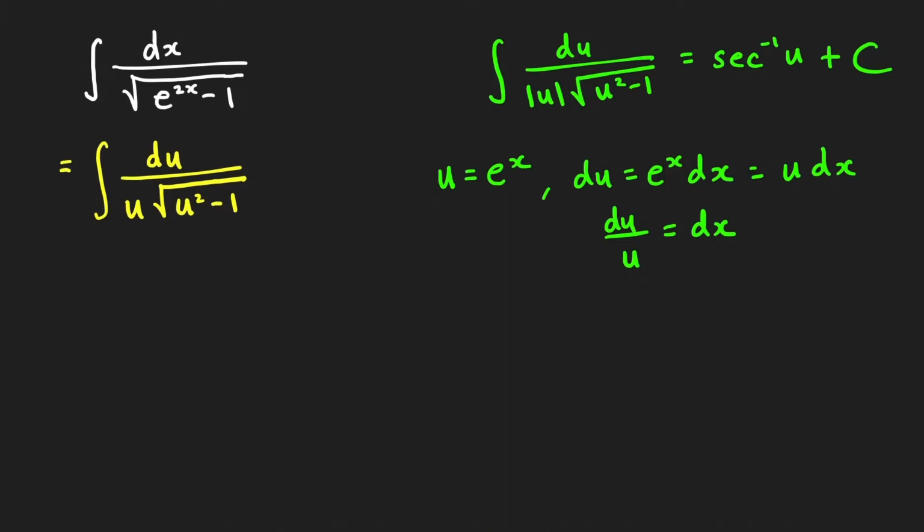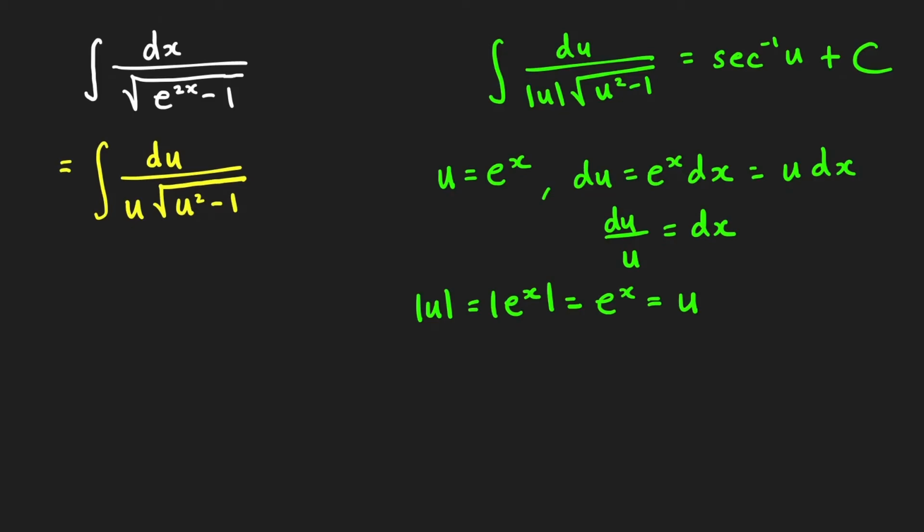Now, keep in mind here that the absolute value of u, which is equal to the absolute value of e to the x, e raised to x, is a positive function. It is greater than 0 for any x. So therefore, this is just equal to e to the x, which is equal to u.